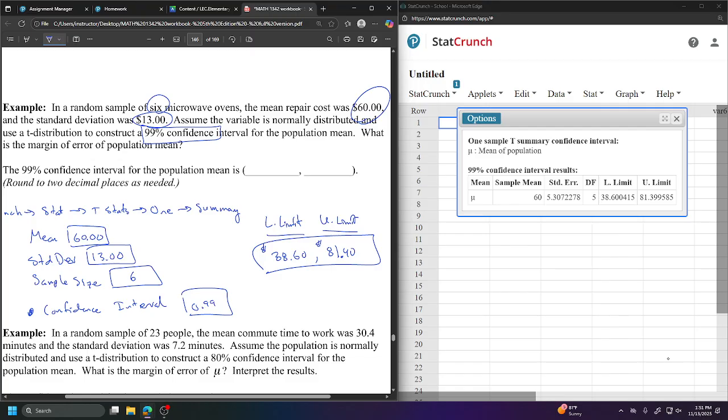All right, cool with that? So I can now say, given these 6 microwaves, which is very little, I can say I'm 99% confident that all across America, the average price for a microwave is somewhere between 38 and 81. 38 and 81, look at that spread.